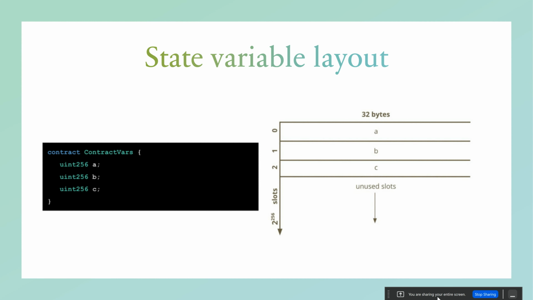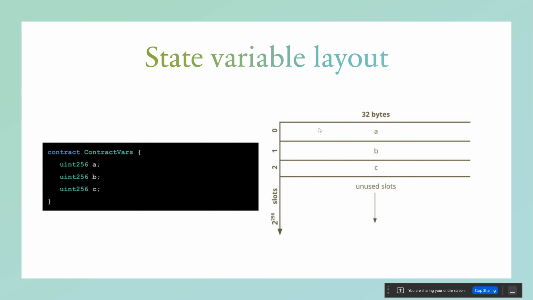Good evening, everyone. Today, I'd like to talk about the state variable layout of a smart contract. As you can see over here, if I have a smart contract called contract Bars, I declare three variables. Actually, the layout is word by word, and every word is 32 bytes. So in other words, this is how the state variables are organized.